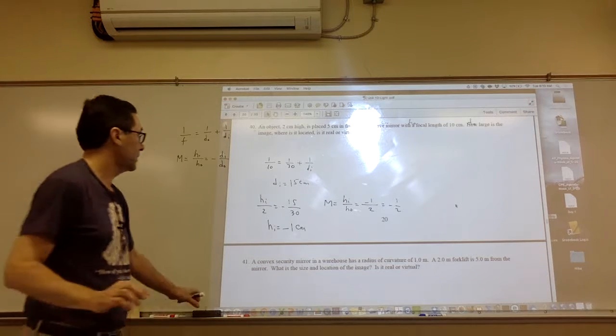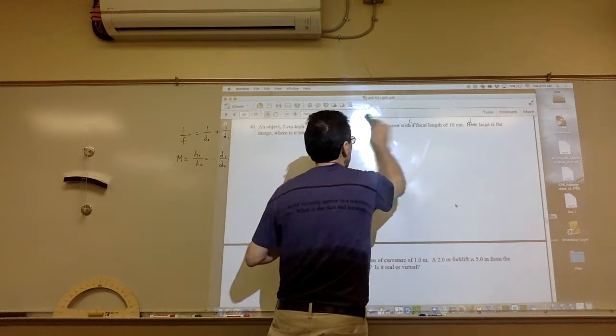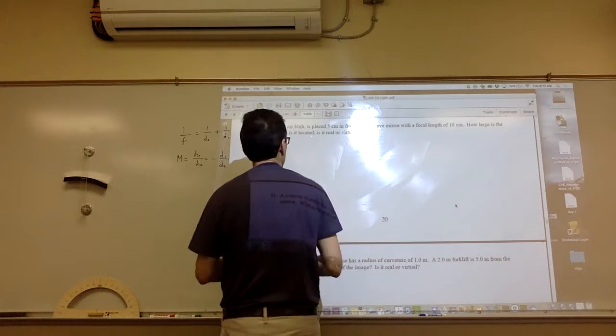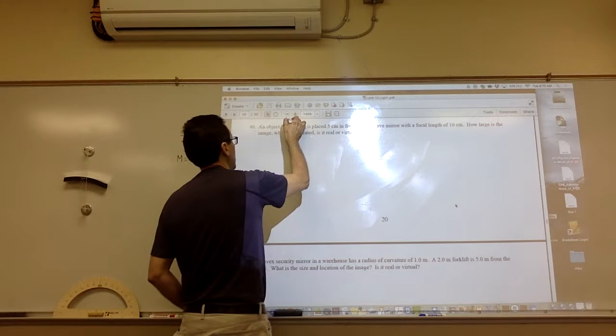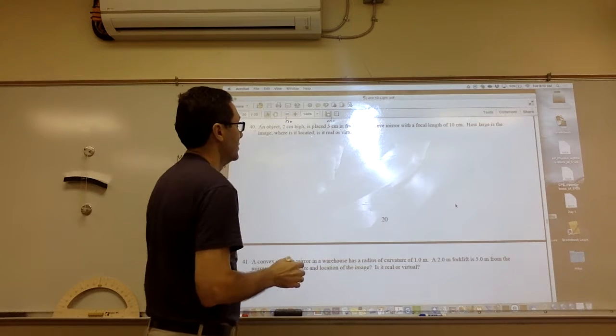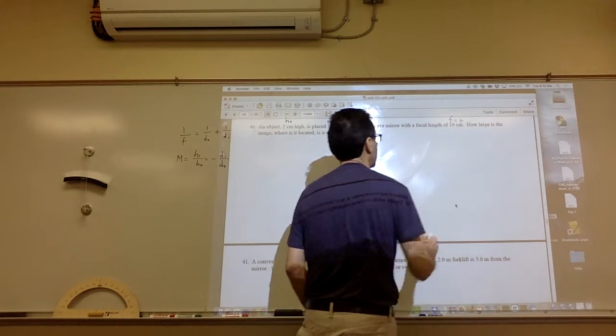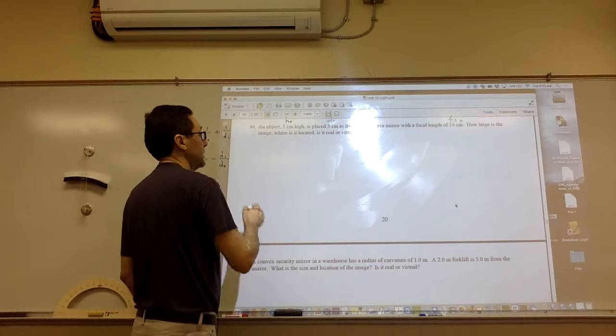All right, let's look at 40. An object 2 centimeters high, so that's basically my HO, is placed 5 centimeters from a concave mirror. So F is positive 10. How large is the image?